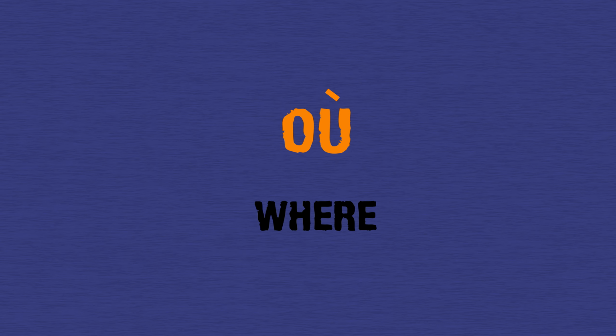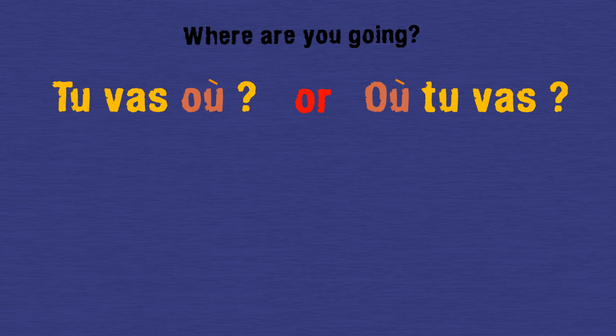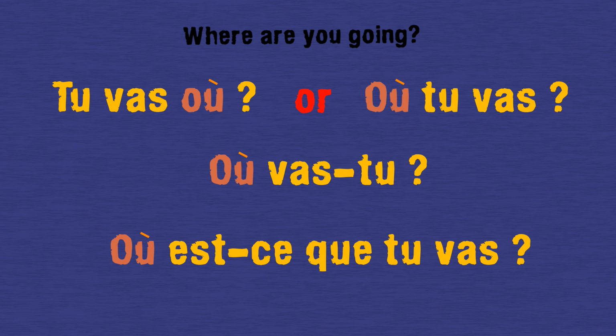Où? When using the speaking or informal method, the pronoun is either placed at the beginning or at the end, but sometimes it could be both, as in this example. Tu vas où? Où tu vas? Où vas-tu? Où est-ce que tu vas?